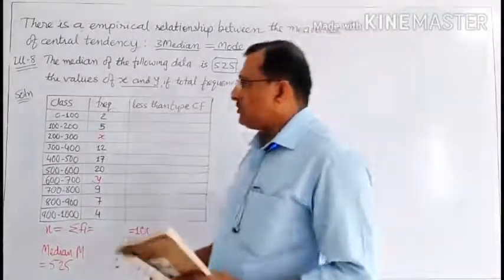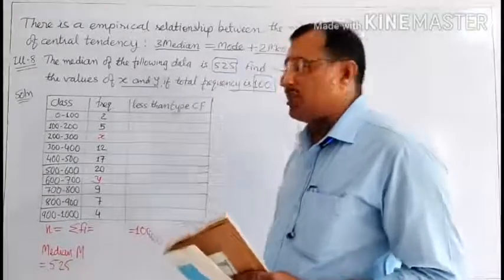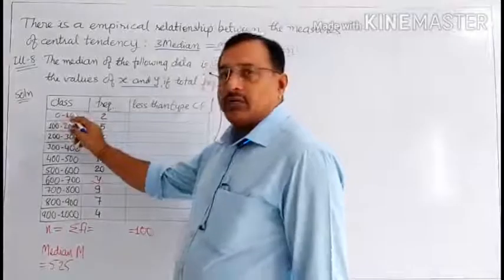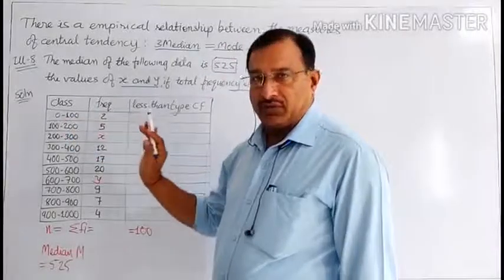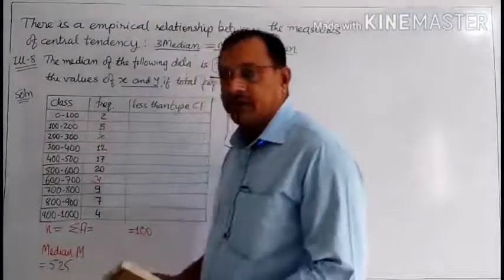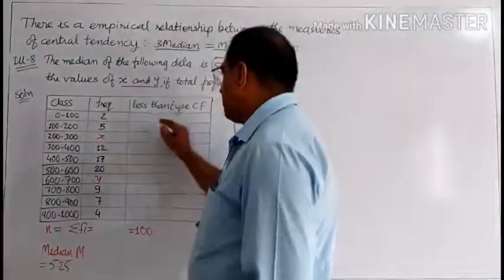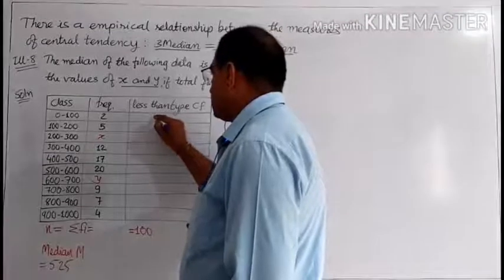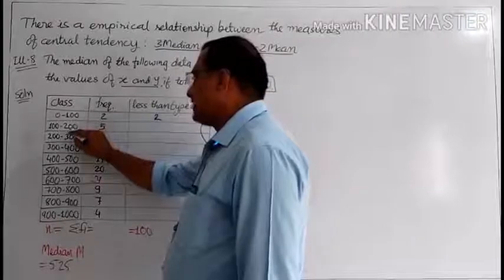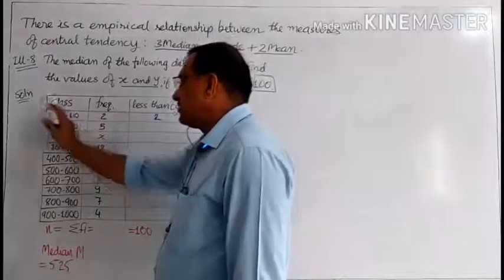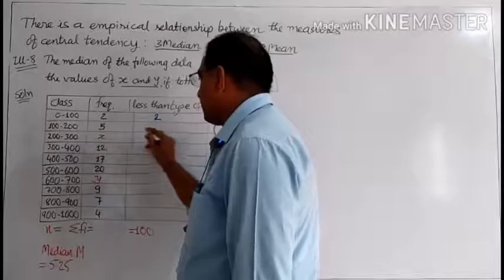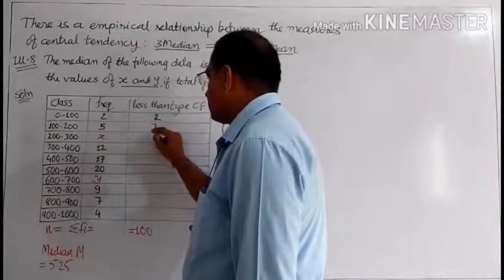First of all, for median we have to prepare the less than type cumulative frequency distribution. So here, less than upper boundary point. What is the frequency for less than 100? Here less than 100, it is 2. Then less than 200 means 0 to 200, so there is 2 plus 5, that is 7.